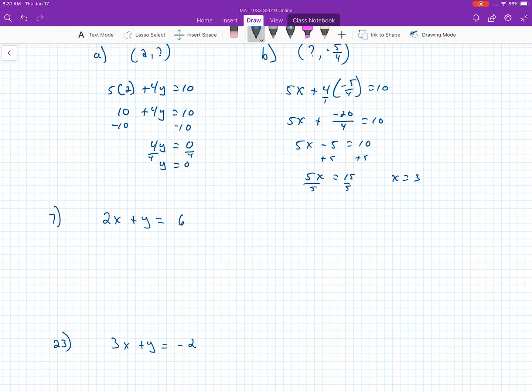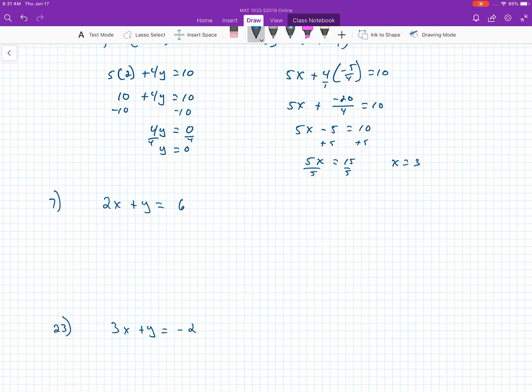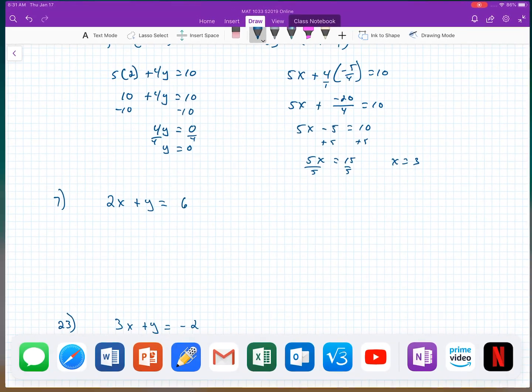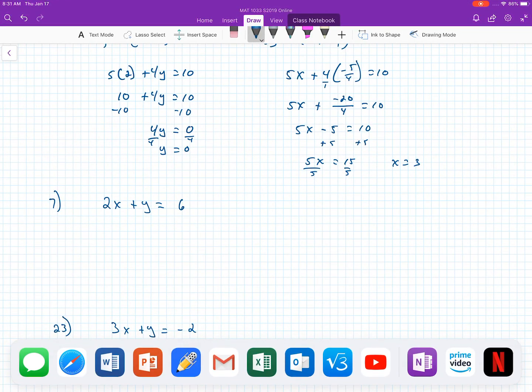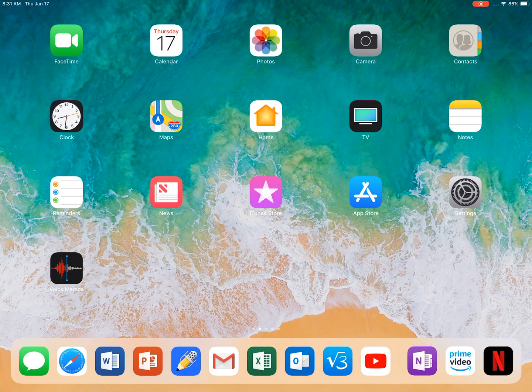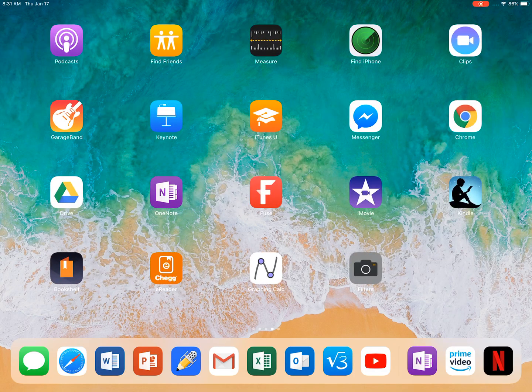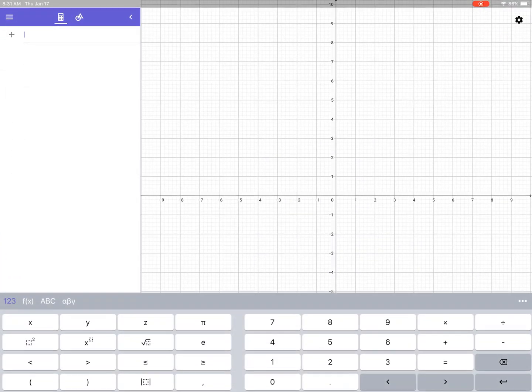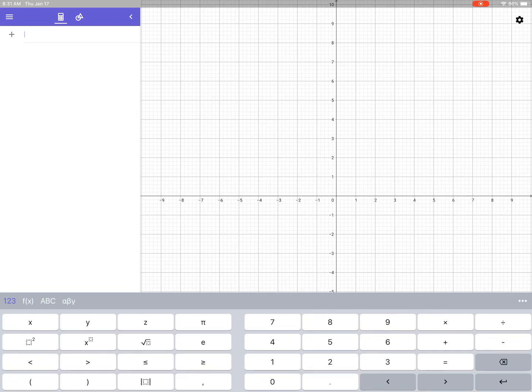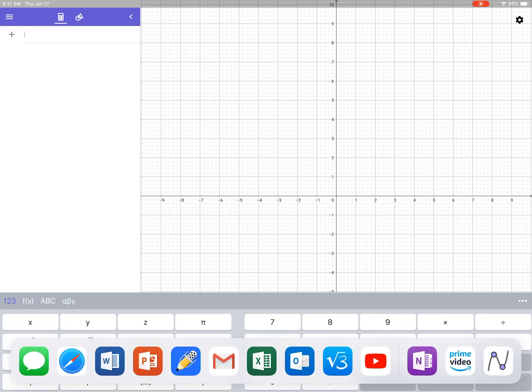Okay. The next one that we're going to do is number 7. And number 7, we're going to go ahead and graph. So what I'm going to do is I'm going to have to go to my screen here and open up Geogebra here real quick. And so the instructions are that we're going to plot this by plotting points. So let me go back here.